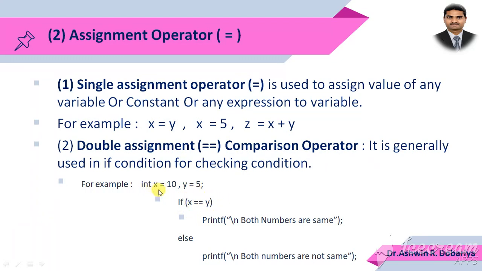Suppose in a program integer x is equal to 10 and y is equal to 5, and you want to check whether x and y are the same, so if x is equal to y. In this case both are different, so this condition becomes false, then the compiler will jump to the else part and display this. So this is the difference between the single assignment operator and the double equal to operator. The single assignment operator is used to initialize the value, and the double equal to operator is used to check the condition or equality between two variables. That is the use of assignment.